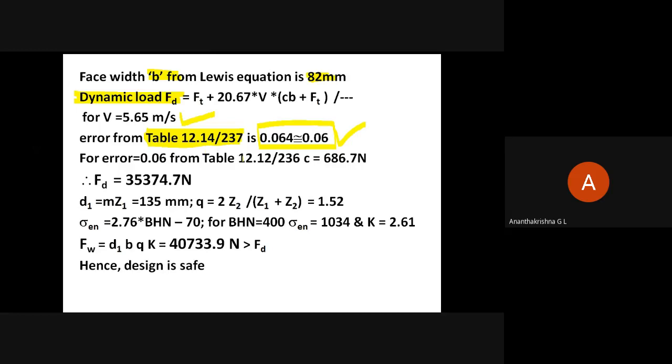Now go to table 12.12 on page number 236, to get the value of C, the dynamic factor C. Are you there? Just one page flip. Okay, page number 236. If you are there, come to the problem now.